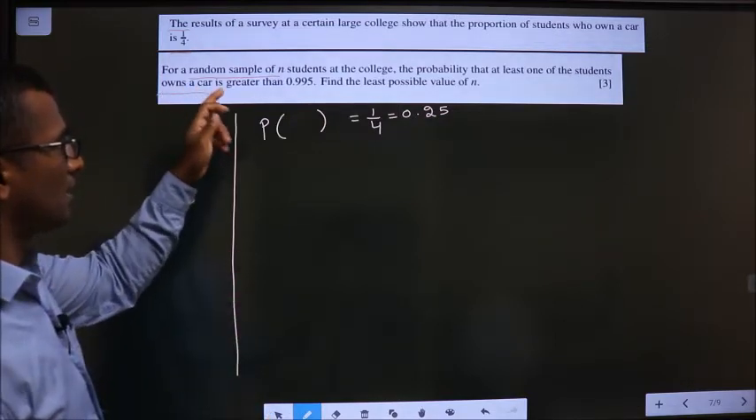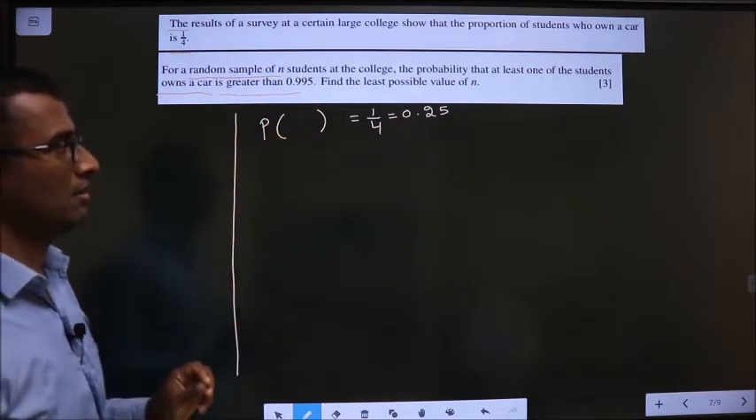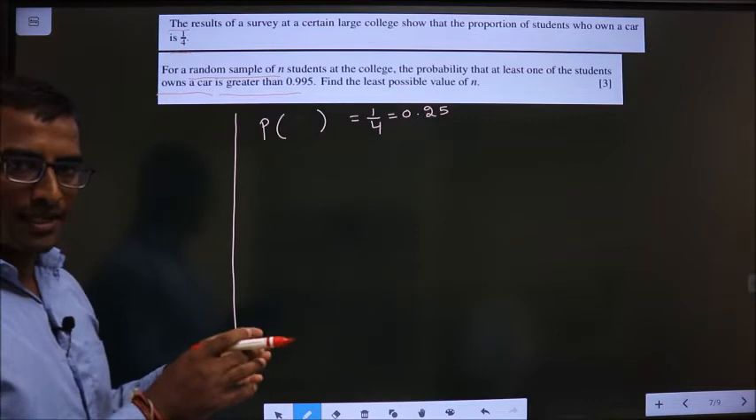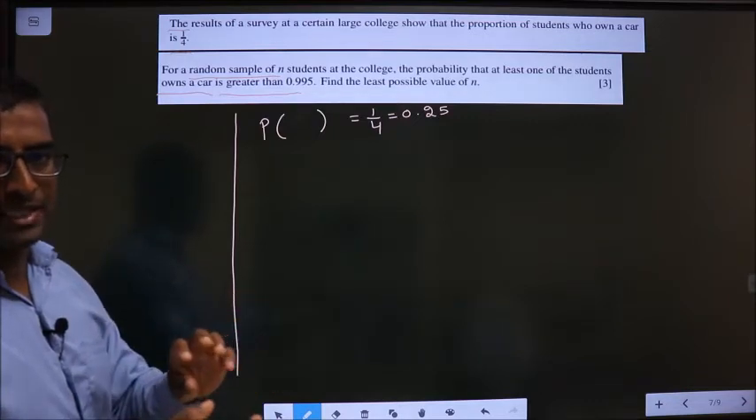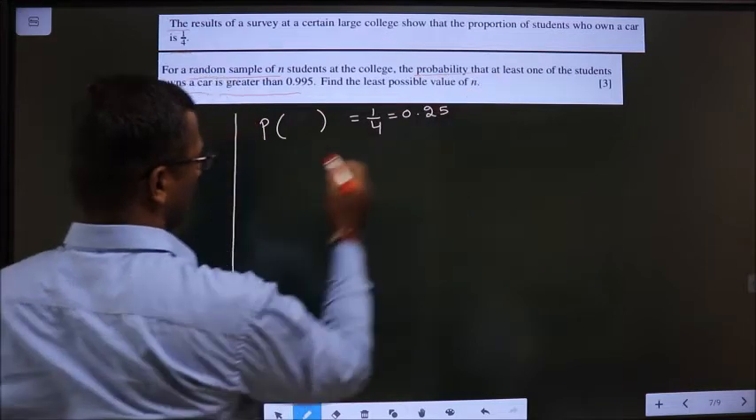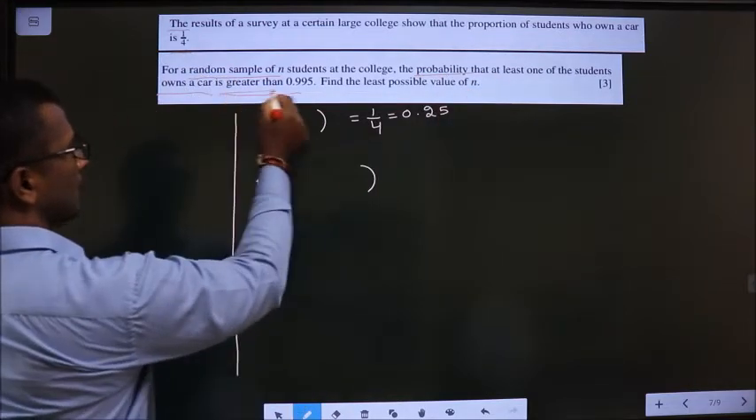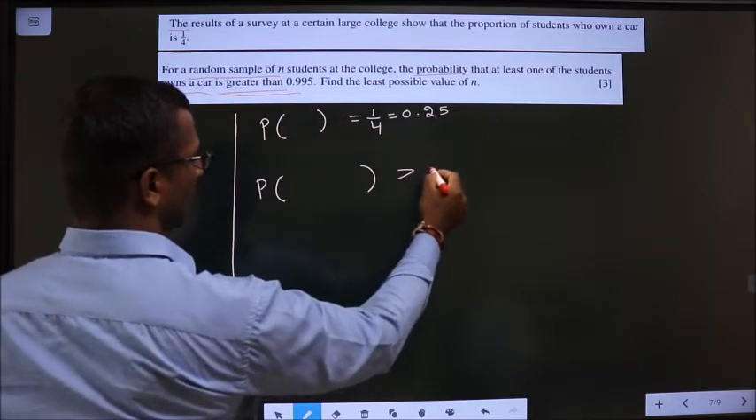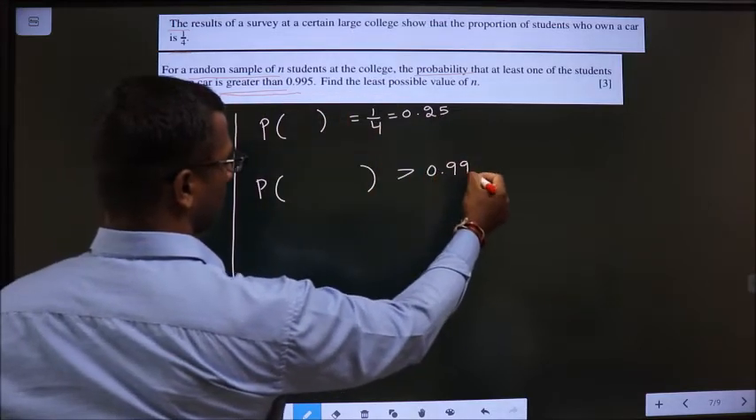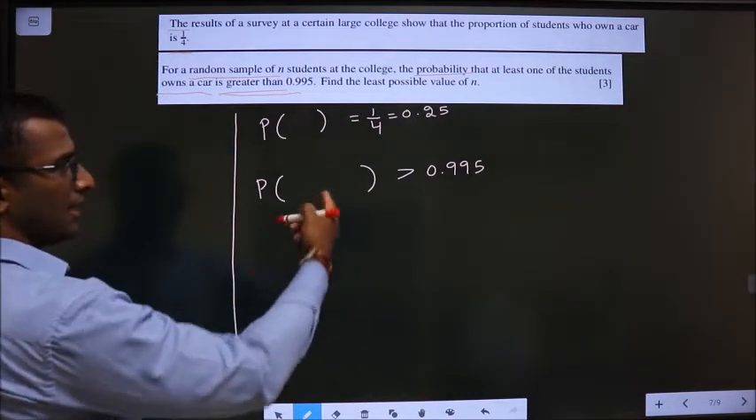Now, for a random sample of n students at the college, the probability that at least one of the students owns a car is greater than 0.995. So let us convert this statement into mathematical form in this way. Here given is probability. Probability is greater than, so greater than symbol 0.995. Okay, now what condition will I write here?